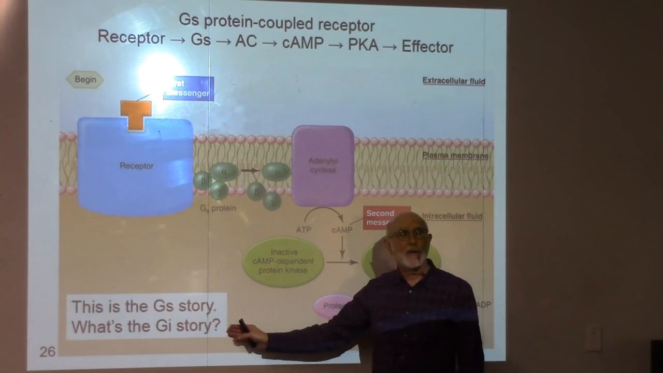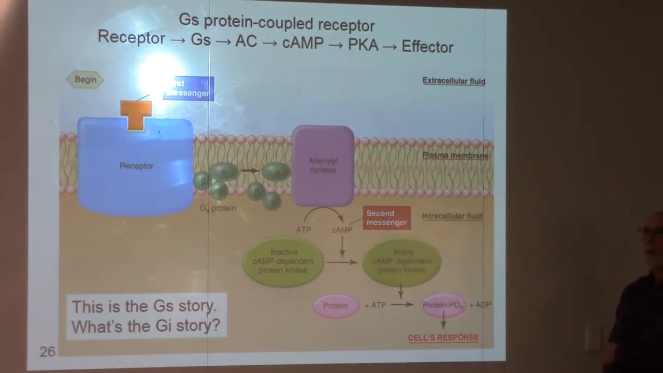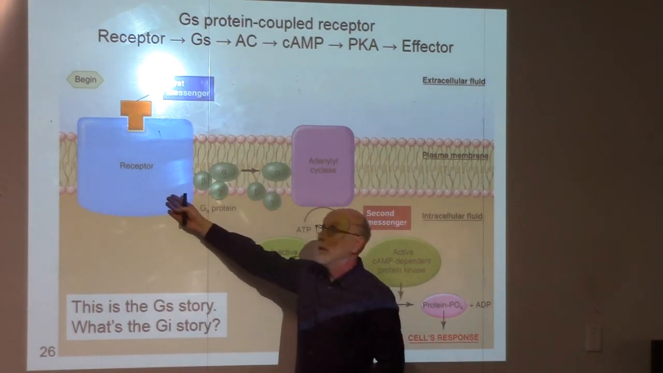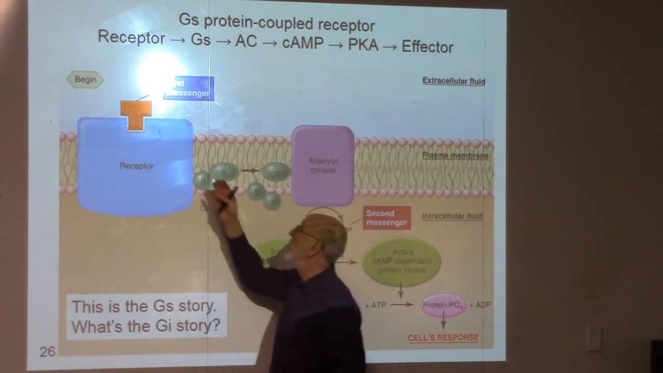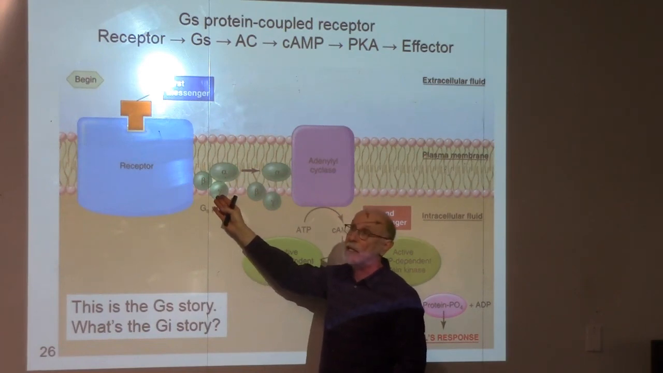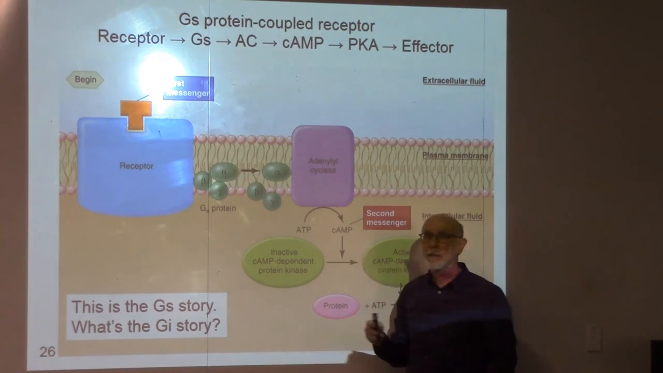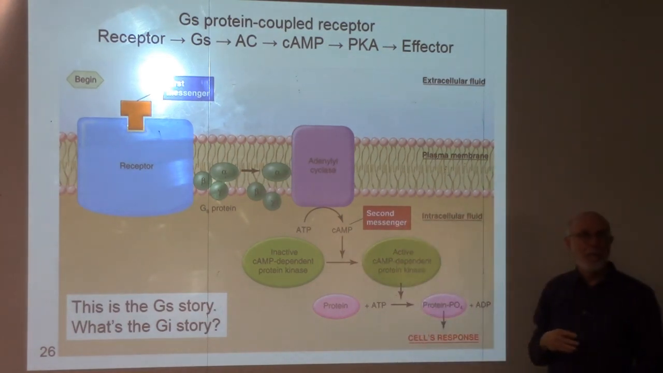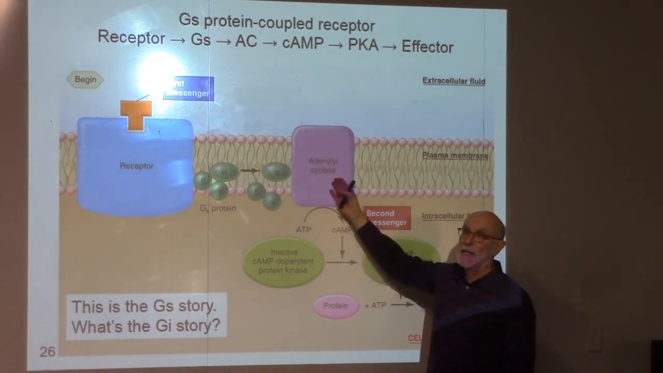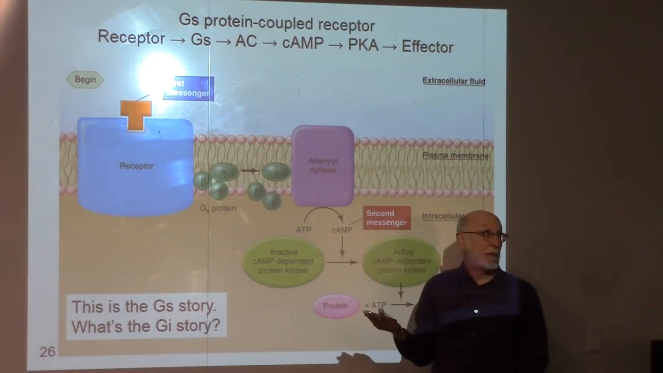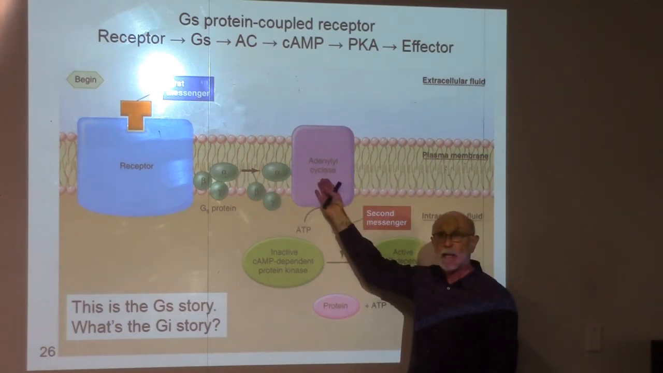What's the GI story? What's the difference in the GI story? So there are receptors that are activated by ligands that are coupled to a G protein that is not GS. It is GI. What's the main difference between GI and GS? Matt? GI, the inactivation of adenylyl cyclase. GI inhibits adenylyl cyclase. So GI for inhibition. S for stimulation of adenylyl cyclase, I for inhibition of adenylyl cyclase.